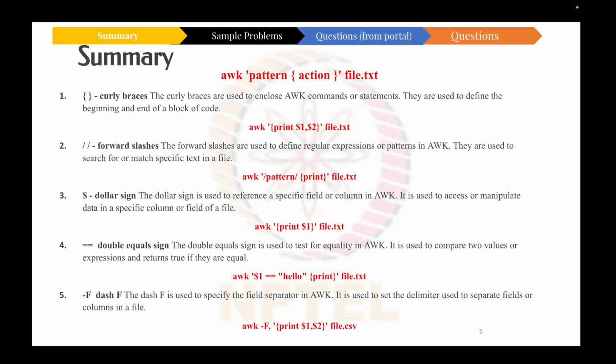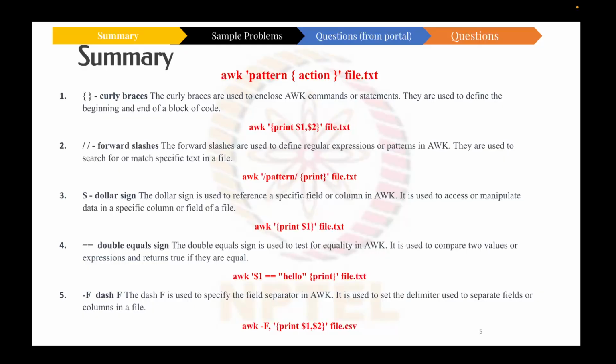So this awk programming uses various symbols to perform different operations during the text processing and data manipulation. Here are some of the most commonly used symbols in awk along with their meanings and examples. First are the curly braces. The curly braces are used to enclose awk commands or statements. They are used to define the beginning and end of a block of code.